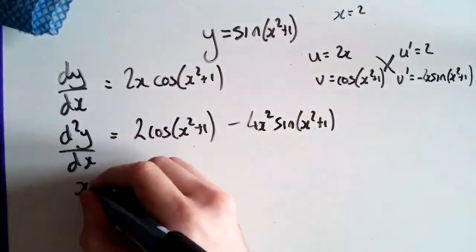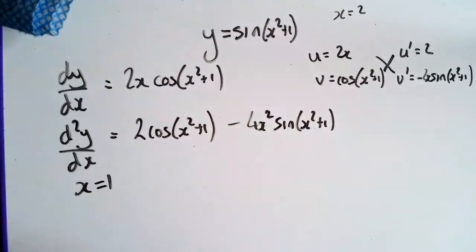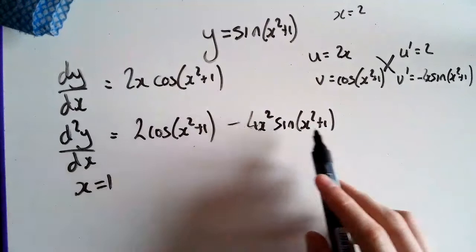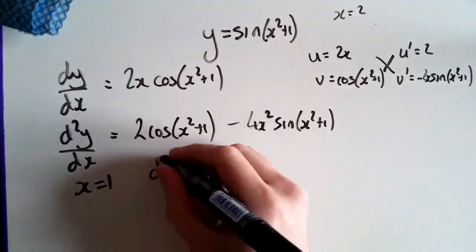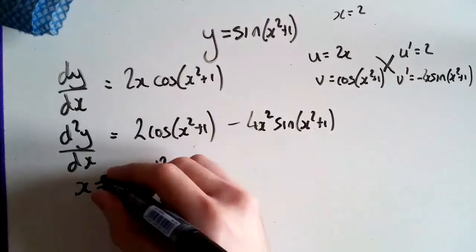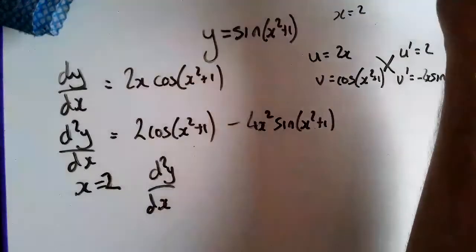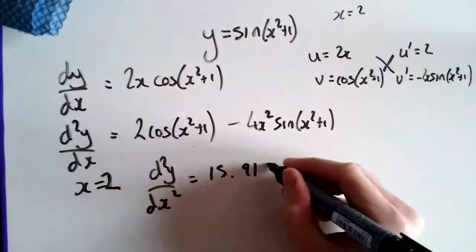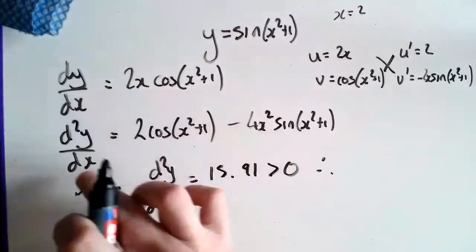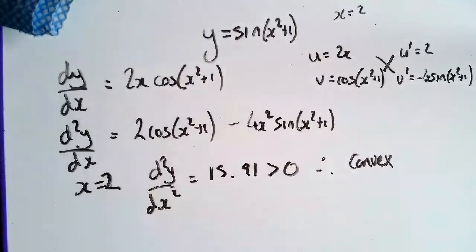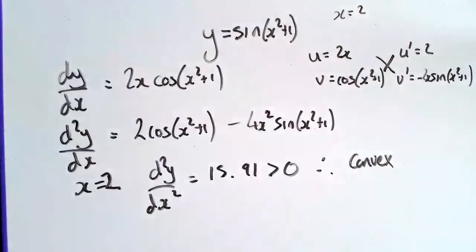Now, what I'm going to do is sub in x. I don't need an exact answer, so to sub into that, make sure I'm in radians, and I should get, oh sorry, x is 2, not 1, and when I do that, I should get 15.91, which is positive, and if the second derivative is positive, it's convex. I didn't need an exact answer for that because I just wanted to check if it's positive or negative.